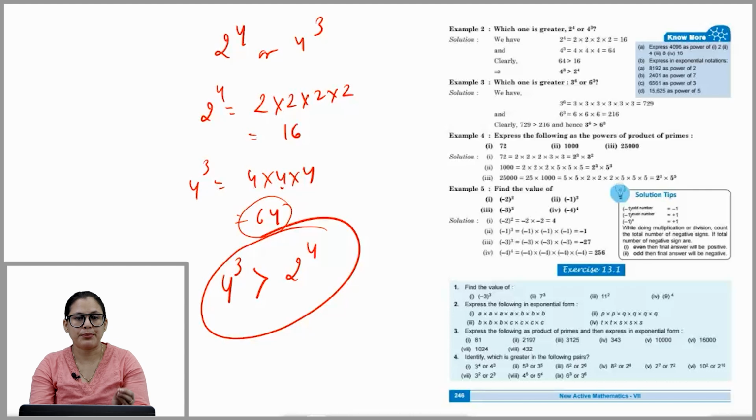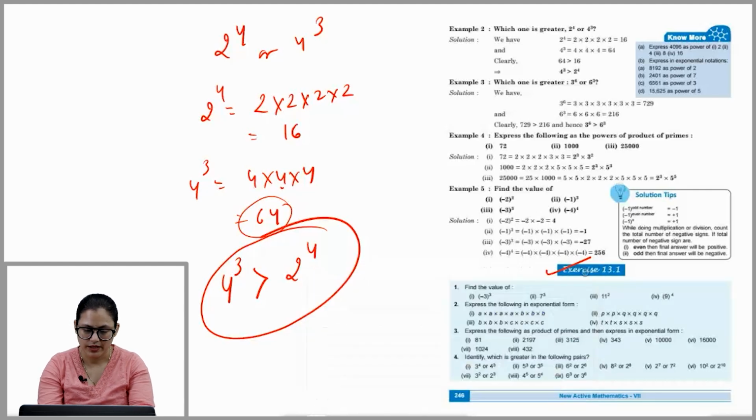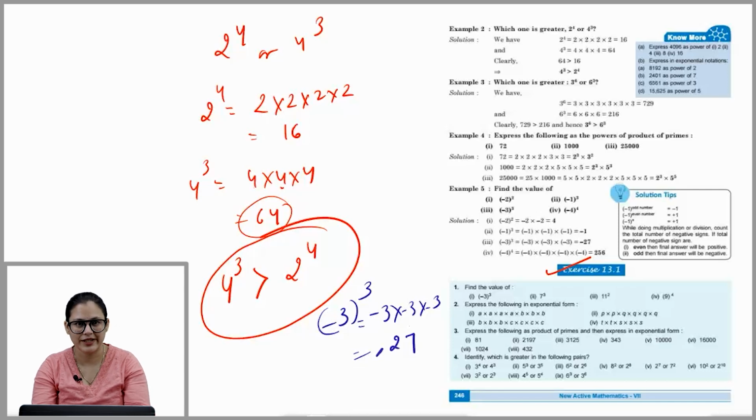Similarly, you will do example 3 also. Which one is greater, 3 raised to the power 6 or 6 raised to the power 3? Now let's do exercise 13.1. We have to find out the value of minus 3 raised to the power 3. Minus 3 raised to the power 3 is what? Minus 3 into minus 3 into minus 3. 3 3s are 9 and 9 3s are 27, but negative 27, right?